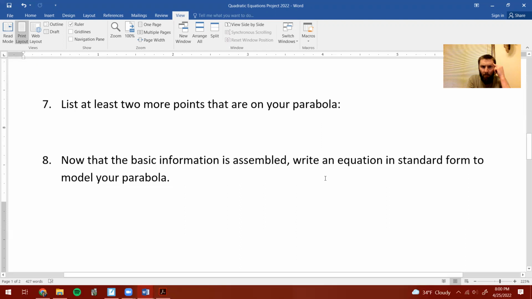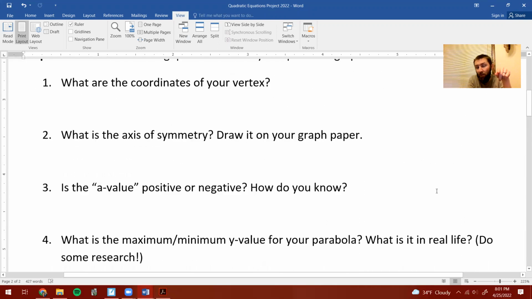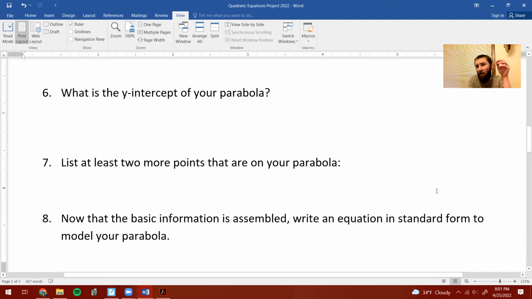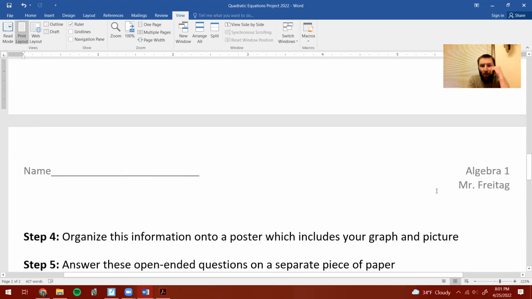And then I want you to organize all that information onto a poster. Now, on top of the cabinets by the black cupboard, on the hallway wall of my classroom, way up on top, there is some white and green paper. It might be kind of folded, but you're welcome to grab that and start organizing things. So basically the answers to all of these questions, the vertex, the axis of symmetry, minimum y value, y-intercept, other points, the equation that you decide fits your parabola, I want all of that on a poster, okay?